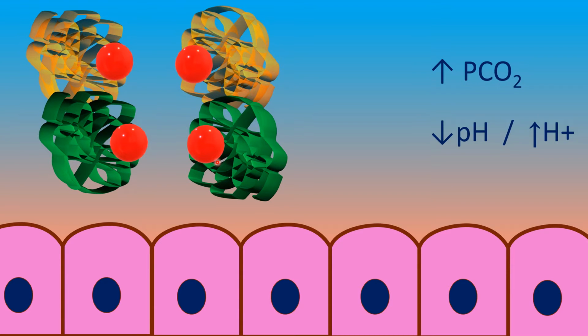I'll repeat it once again. When the partial pressure of carbon dioxide rises, when the pH of the blood falls or the concentration of hydrogen ion increases, then the oxygen molecules bound to hemoglobin are released.